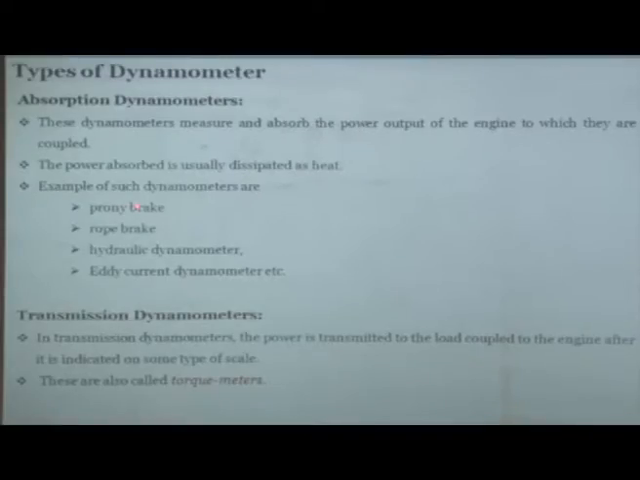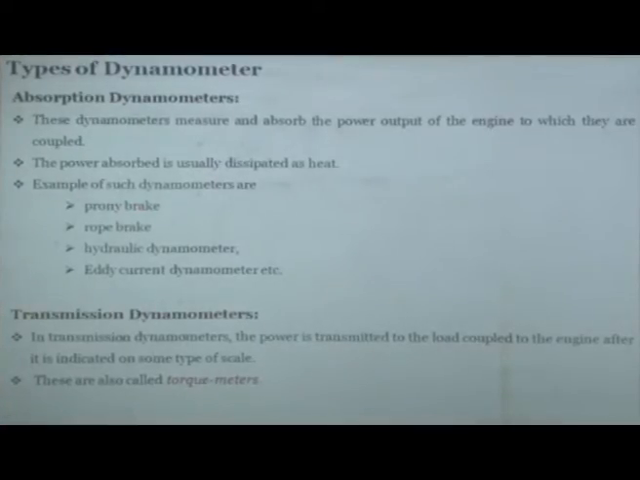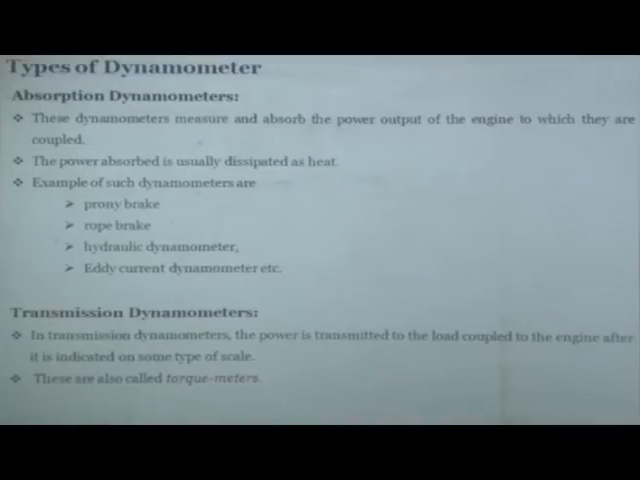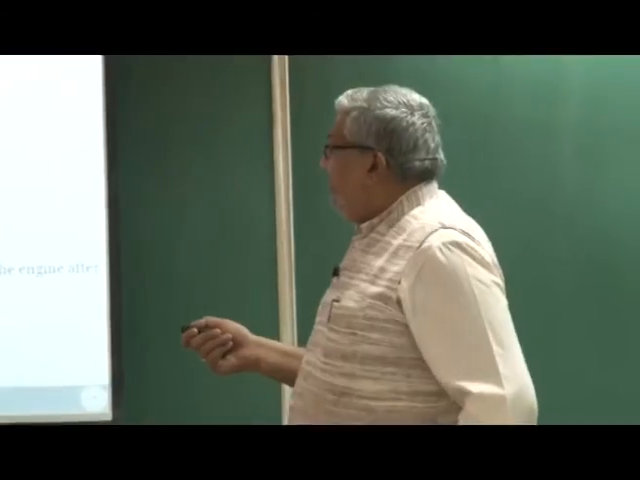So one type of dynamometer is called Prony brake dynamometer. Brake, that means you are applying brake. When you apply the brake, you absorb the power and that is converted into heat. The same thing happens in the vehicle also. When you apply the brake, what happens? The brakes absorb the kinetic energy of the vehicle and it is converted into heat. So that's why it is called brake.